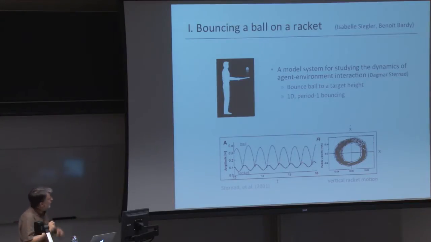Dagmar Sternad came up with this task, which had been a robotic task, as a model for studying the dynamics of the interaction between an agent and the environment. I'm going to discuss work with Isabelle Siglet and Benoit Bardy in France, an ongoing collaboration we have to look at this task. So the task is to bounce a ball to a target height. It's one-dimensional bouncing, so it's really just a timing problem. And it's period one bouncing, so there's one cycle of the ball for every cycle of the racket.